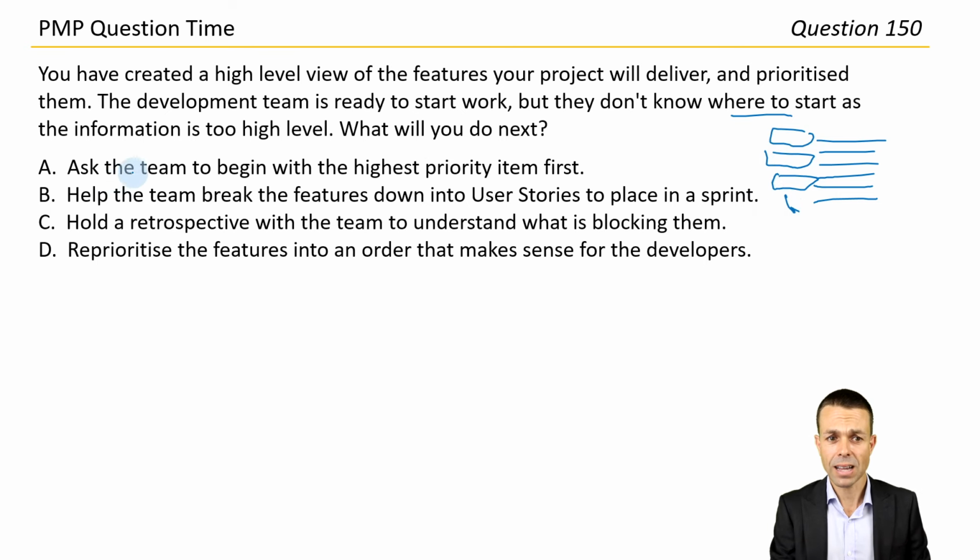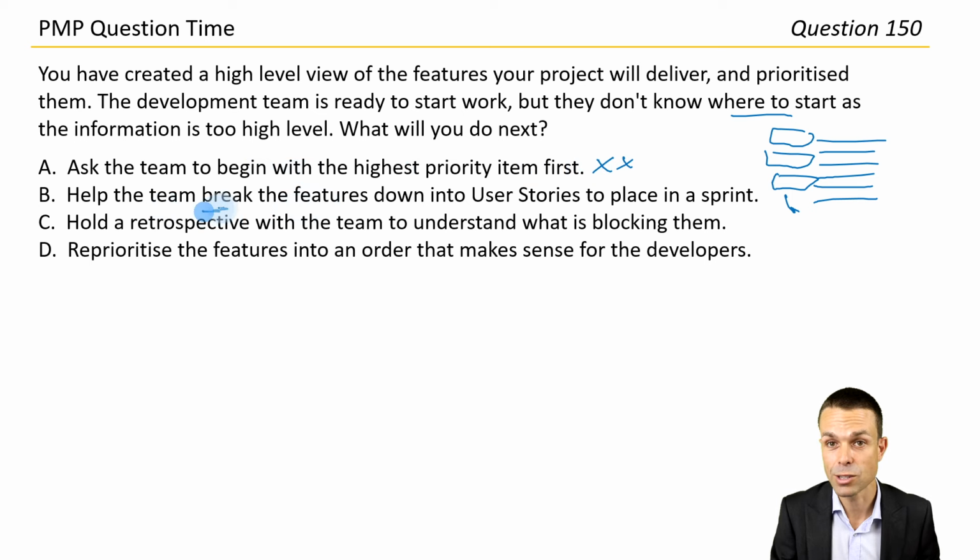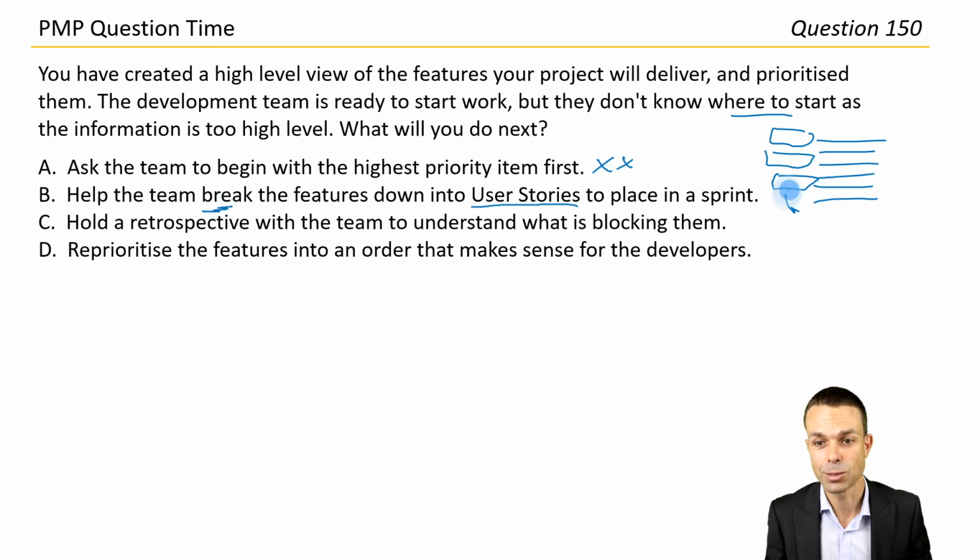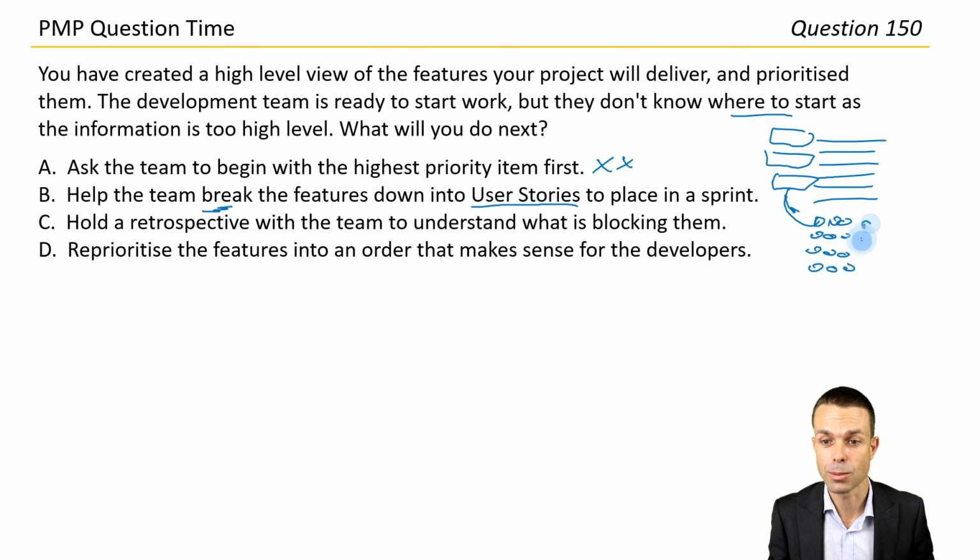Okay. Ask the team to begin with the highest priority item first. Well, we need to get more information. Maybe decompose them, break them down a little bit. Help the team break the features down, that sounds promising, into user stories to place in a sprint. So this one, now we've broken it down into similar to work packages, items that a person can work on, and we take this much and that goes into the next sprint because that's how much we can deliver. I think that's probably pretty good.